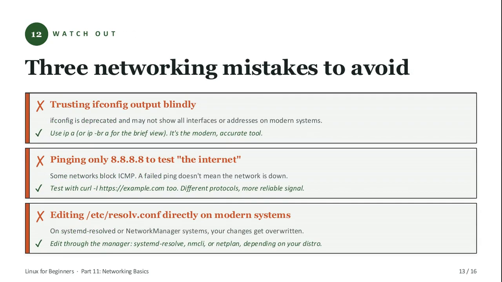Before we wrap up, three traps worth knowing about. First, ifconfig is deprecated, it might quietly hide interfaces or addresses, so reach for ip a instead. Second, don't judge the whole internet by a single ping to 8.8.8.8. Some networks block ICMP entirely, so back it up with curl -I against a real website. And third, on modern distros, editing /etc/resolv.conf by hand is usually pointless. systemd-resolved or NetworkManager will overwrite you. Go through the proper manager instead.